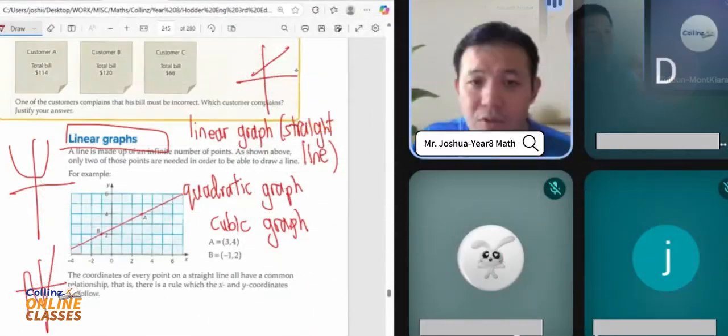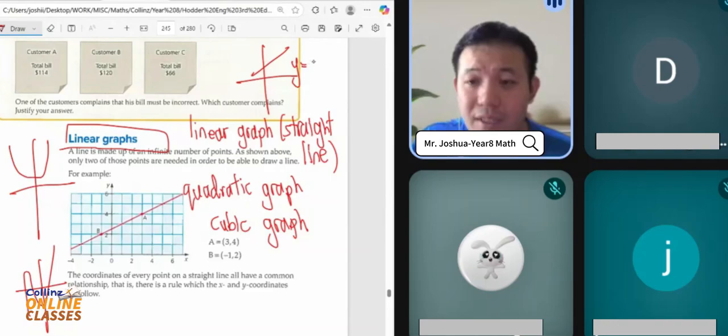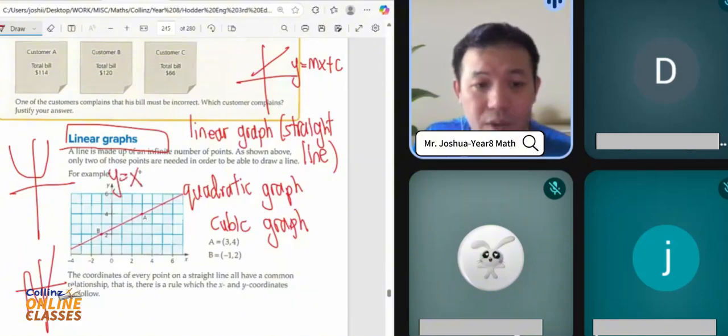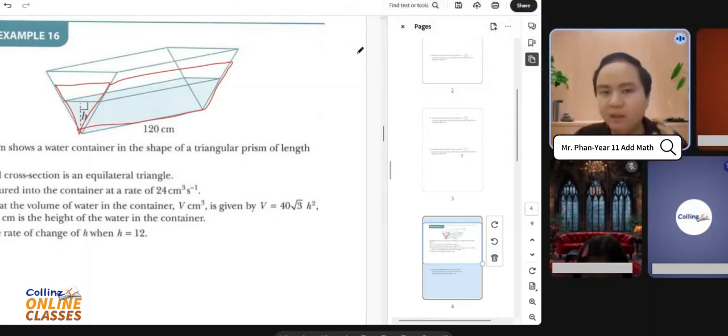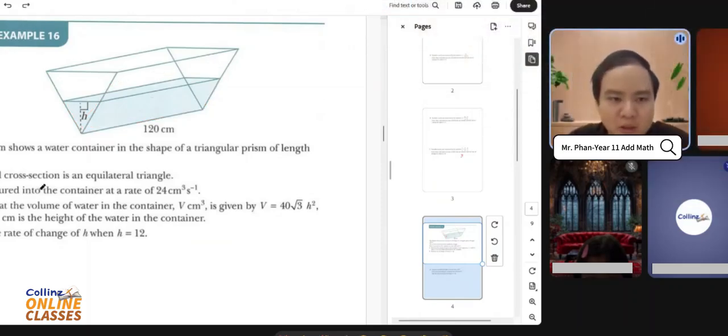Because okay, when you do the equation, it will be like, for this is the case that mx plus c. Alright, so it's only x. Then for a quadratic graph, it will be something like x squared. And then maybe this one is like, okay, so for this question, they say water is poured into the container at the rate of 24.